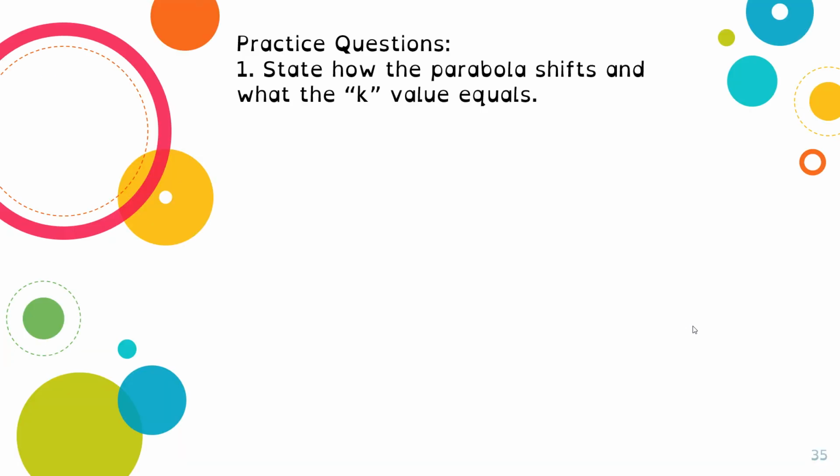So let's do some practice problems. We're going to state how the parabola shifts and what the k value is for each of these equations. So A is y equals 4 times (x minus 3) quantity squared plus 6.